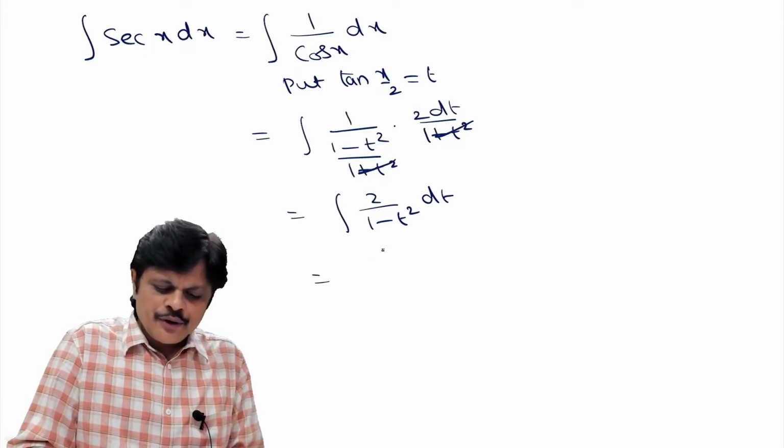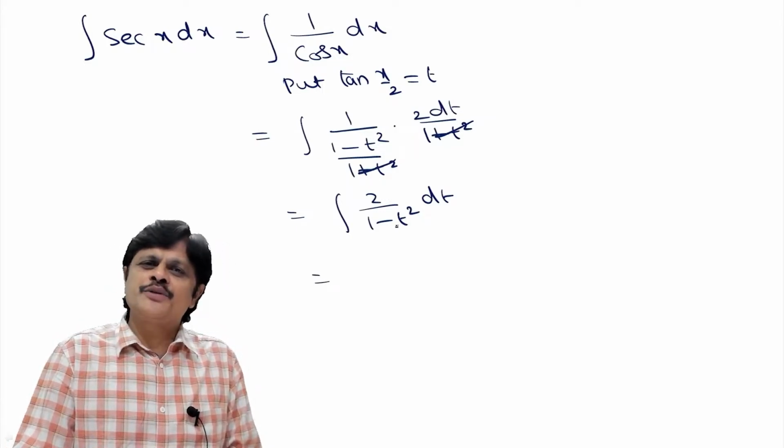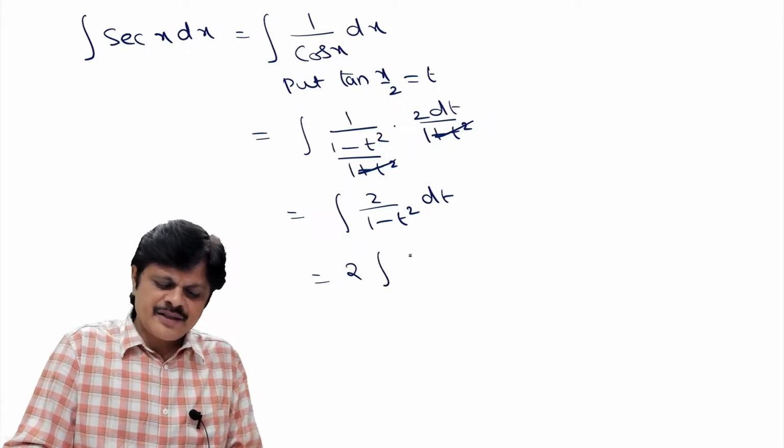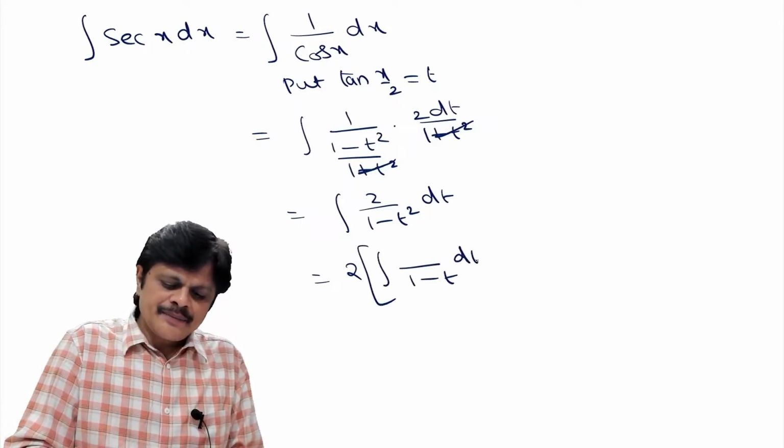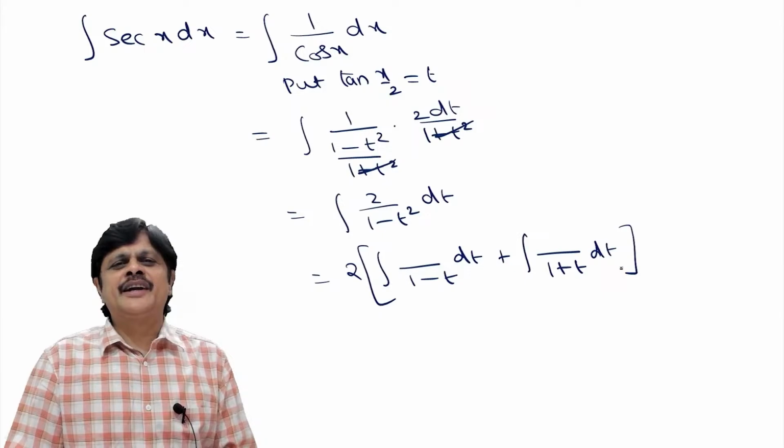And here you have to use partial fractions. If you directly know 1 by a square minus t square formula, you can use it. Otherwise, you have to go for partial fractions. So 2 you take common. 1 minus t dt plus integral 1 plus t dt. So we know partial fraction technique, use it.